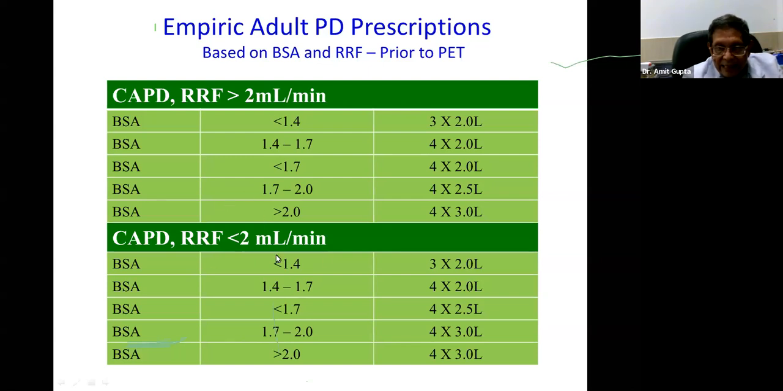If on the other hand the residual renal function is less than 2 ml, that is almost negligible residual renal function, then you might have to do many more exchanges. If the BSA is say less than 1.7, you could get away doing 4 exchanges of 2 liters. But for those whose residual renal function is less than 2 ml, you might have to do 4 exchanges of 2.5 liters. So depending on the residual renal function and the body surface area, you can decide your initial prescription. So one size does not fit everyone. If you're a large sized individual, you have to do more exchanges, and perhaps the volumes need to be more. But if you're a small sized individual, you can get away with fewer exchanges and lesser volume. And if you have some degree of residual renal function available, you can get away with fewer exchanges. So your initial prescription would depend on the residual renal function and the body surface area of the patient.